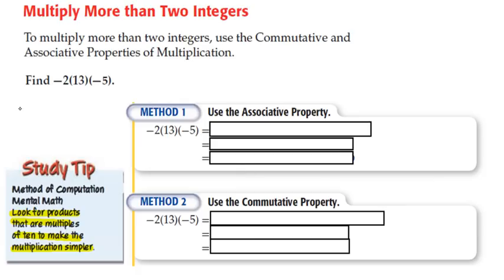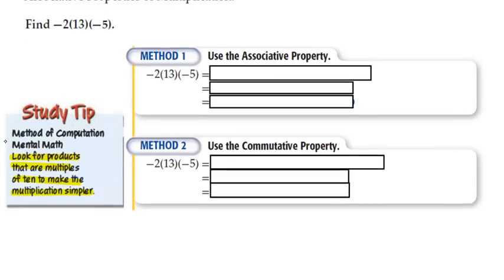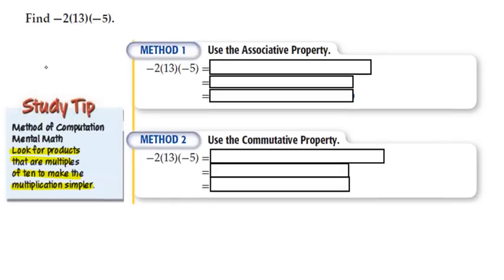What if we have more than two integers that we want to multiply together? To do that, we're going to use the commutative and associative properties that we talked about recently. Here we have negative 2 times 13 times negative 5, and we want to find out what the resulting answer is and what its sign is. For the first method, we're going to use the associative property. Remember, the associative property tells us that we can group numbers together without changing their order. We can group them how we want to.